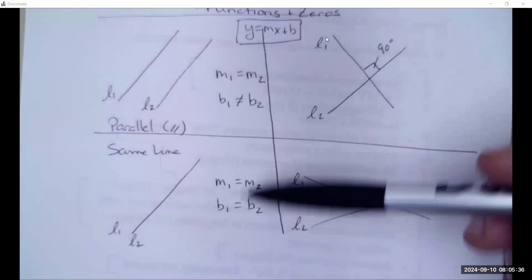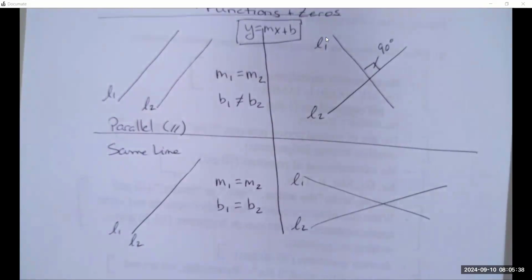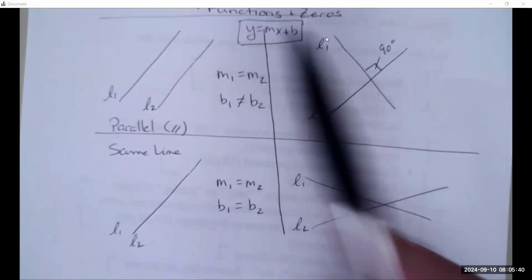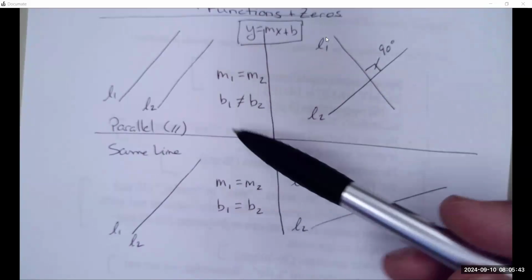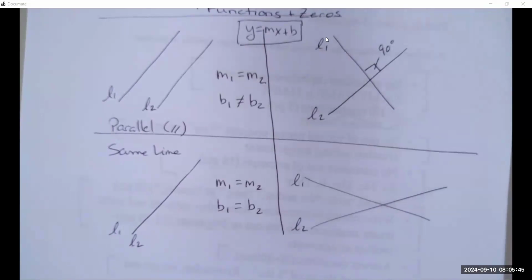So this left side, the first thing you do when you have 2 equations, first off, you have to put them in slope-intercept form, then compare the slopes. If the slopes are equal, they're either going to be parallel or the same line, depending on their y-intercepts.